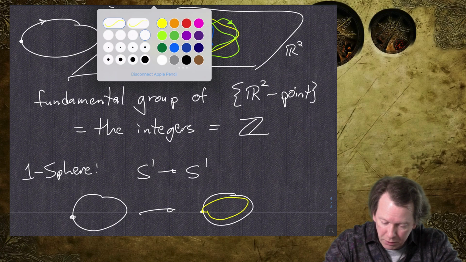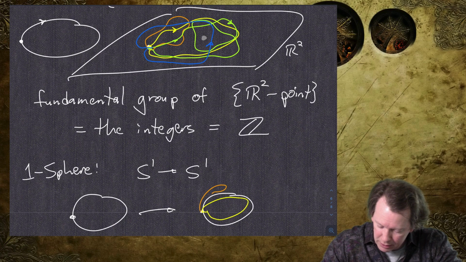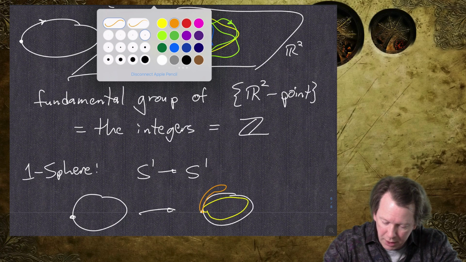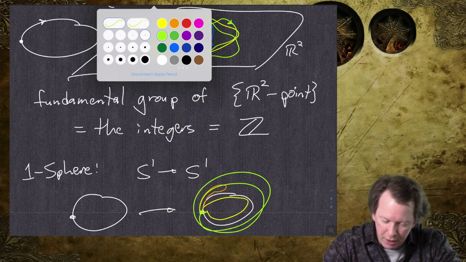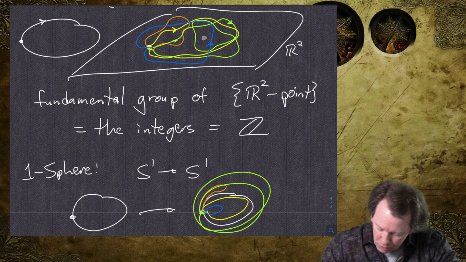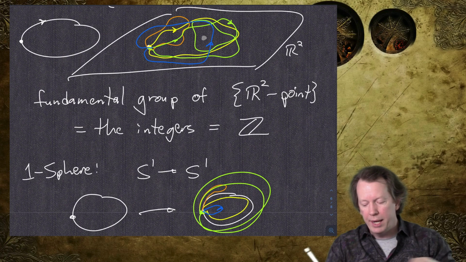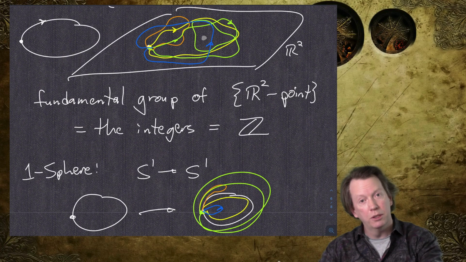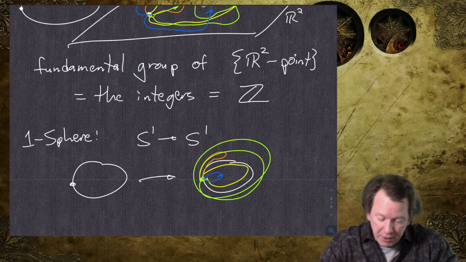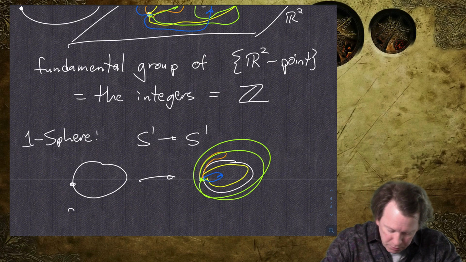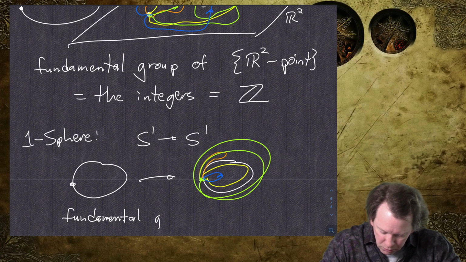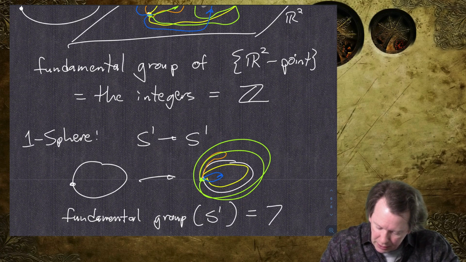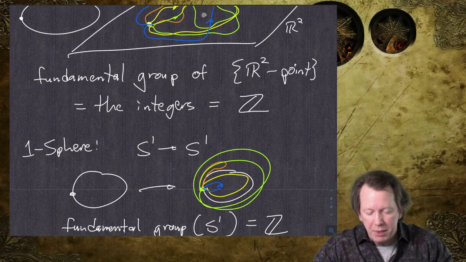I can go around 0 times. I can just map it like this, then loop back. I can go around 2 times, then go back. I can go backwards. These are all different ways of mapping one circle into another circle. So the fundamental group in this case is, again, the integers. Fundamental group of S1 is Z. So this is already something interesting here.